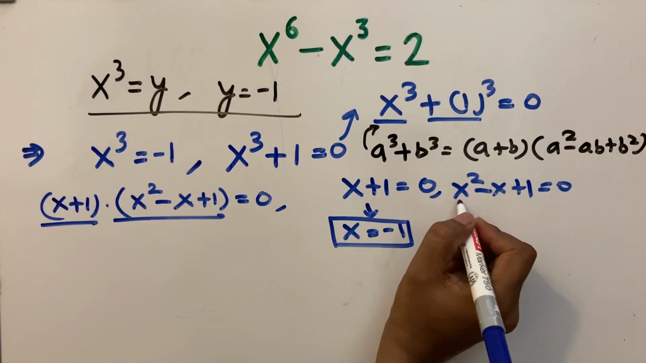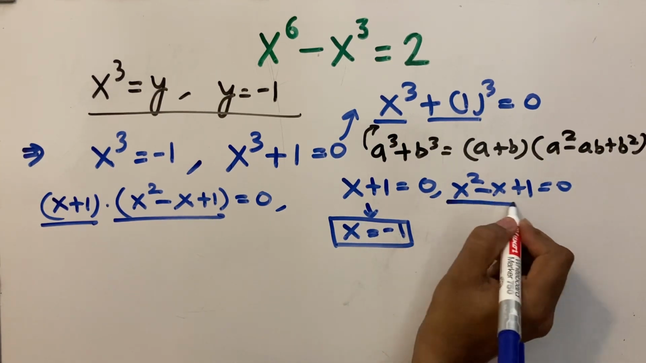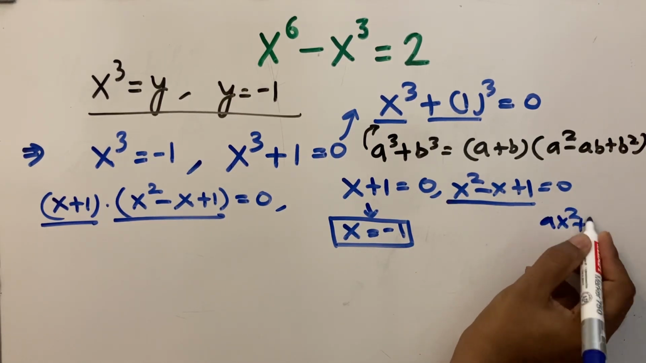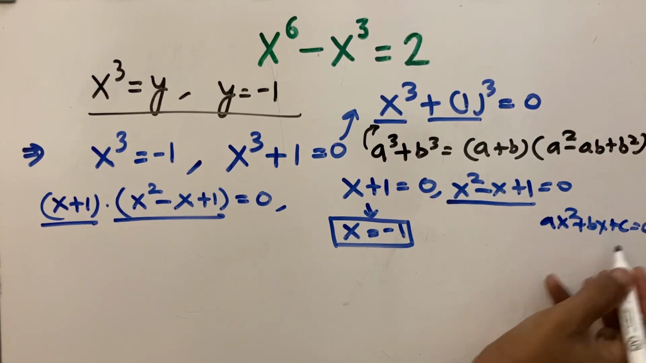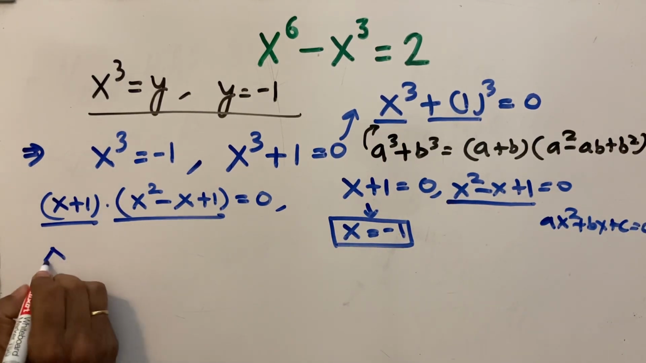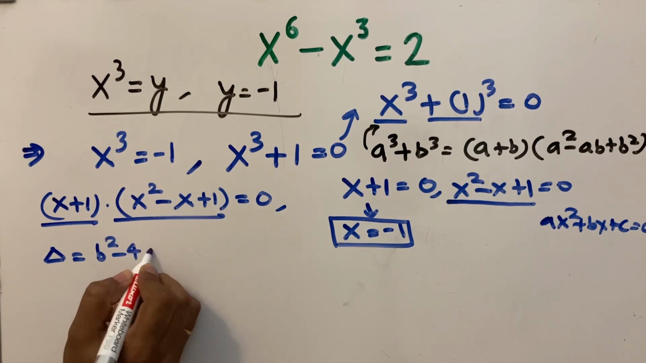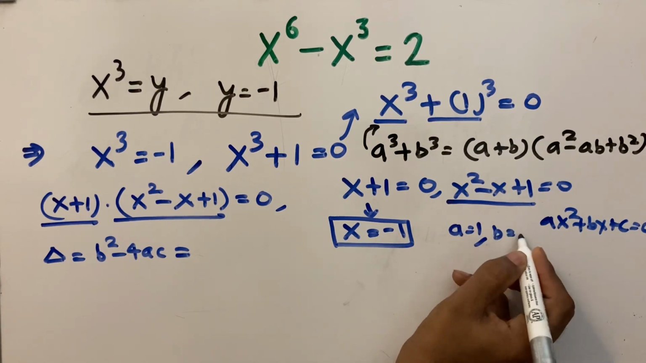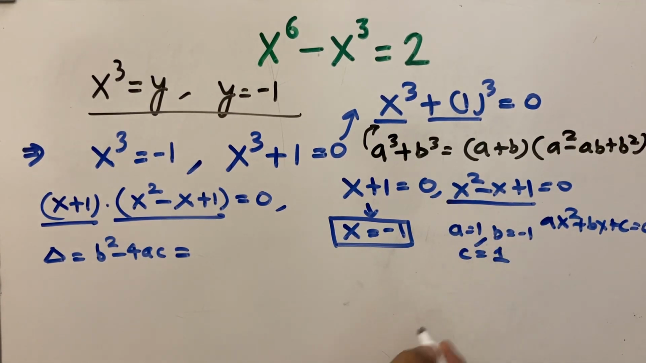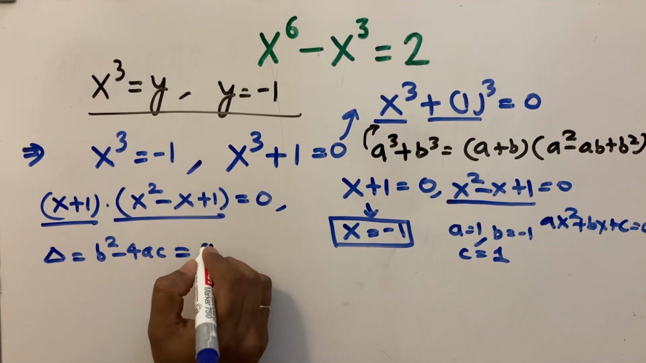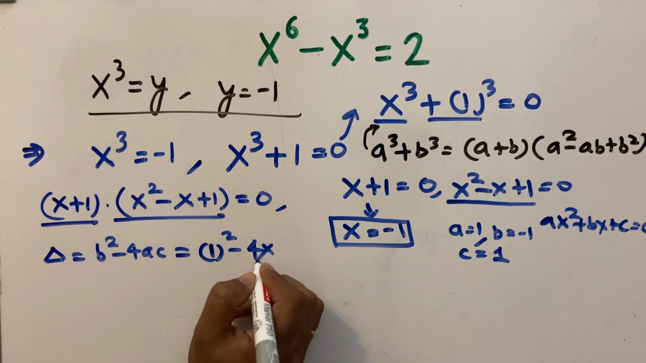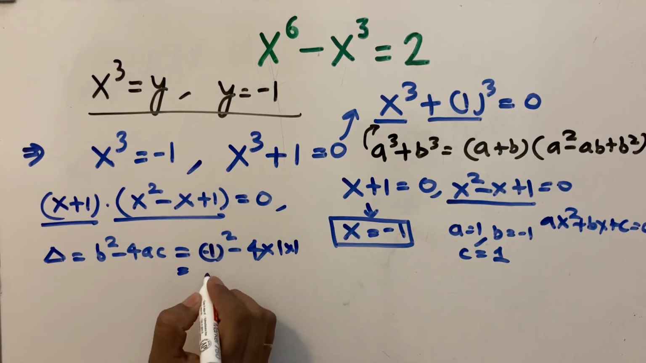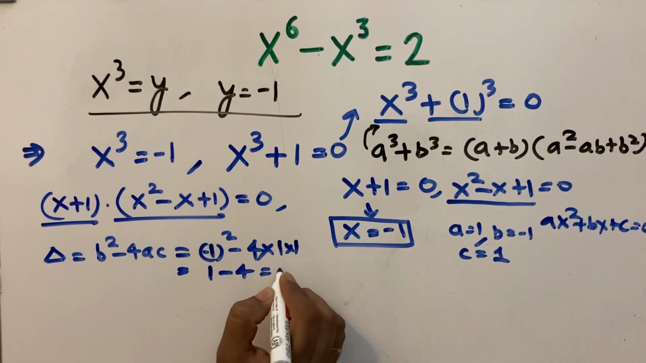And here we got a quadratic equation, so we can simplify it, as this is in the form of ax square plus bx plus c equals 0. Find delta. So delta equals b square minus 4ac, where a equals 1, b equals minus 1 and c equals 1. So delta comes 1 square minus 4 times a, which is 1, and c, which is also 1. So this comes minus 1 square is 1 minus 4 equals minus 3.